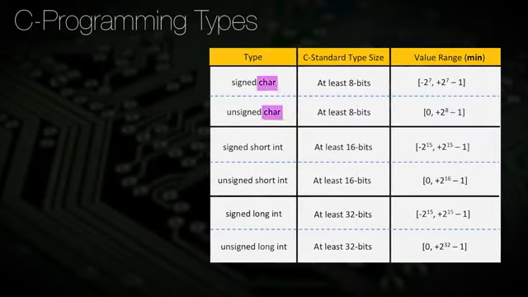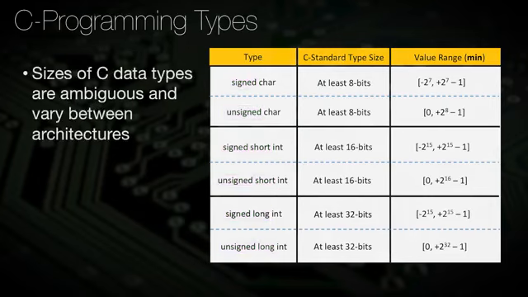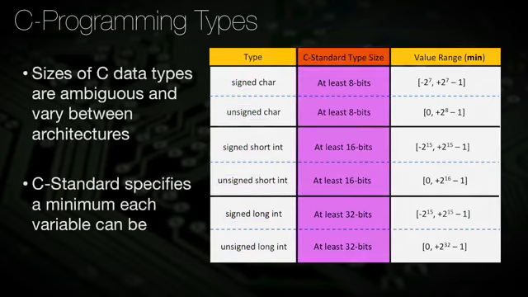The types included chars and integers. The modifiers included signed, unsigned, short, and long. These types are somewhat ambiguous when it comes to physical sizes in memory. The C standard only guarantees a minimum size that each of these types might be. It's up to the architecture and the compiler to actually assign the sizes at build time. For instance, an integer can be 16 bits or 32 bits depending on the architecture.